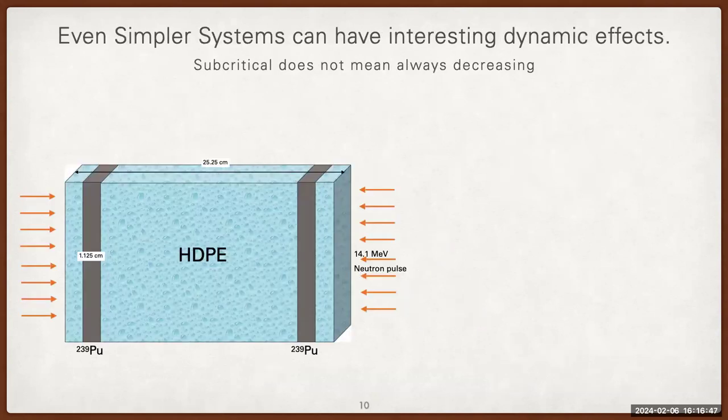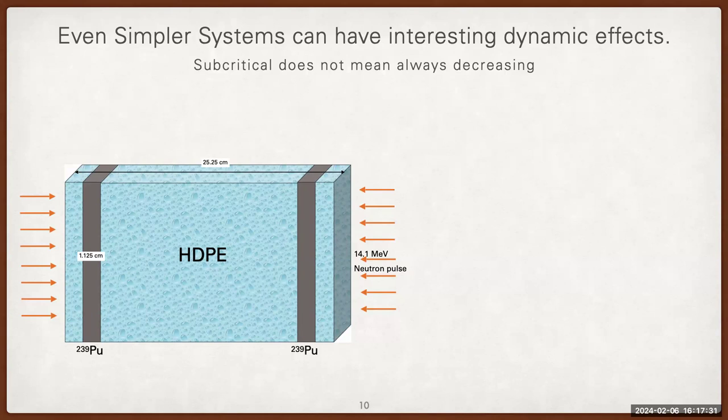But it doesn't necessarily tell us what's going to happen in a system that has time dependence as an important feature. So here I'm showing a system that is a contrived system, but it's subcritical. K for this system is less than one. That means a neutron chain reaction will eventually die out. And so in this mock experiment here, we have some design material. Here's the plutonium, and this blue stuff is plastic. So we're going to pulse this in from both sides with a 14 MeV neutron pulse.